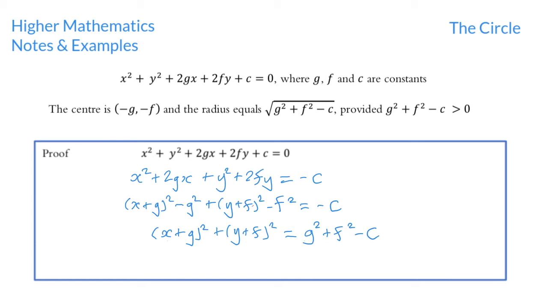You can see this is the equation of a circle, where the center would be negative g, negative f. And the radius would be the square root of the term on the right-hand side of the equation. So the radius would indeed be the square root of g squared plus f squared minus c. And that's why it's important that that term on the right is positive. We cannot square root a negative in higher maths, so it would not represent a circle if that was not the case.